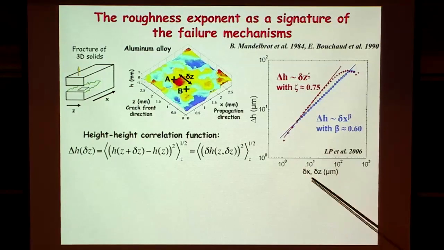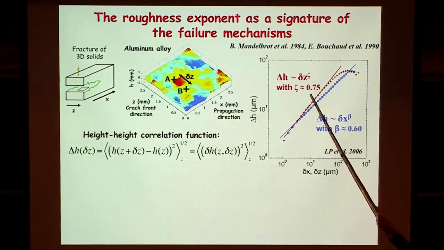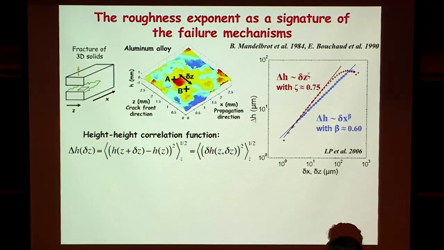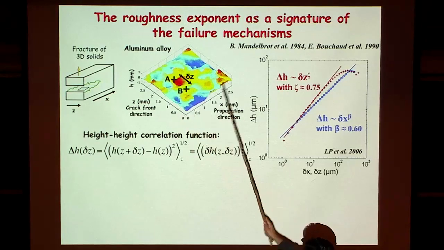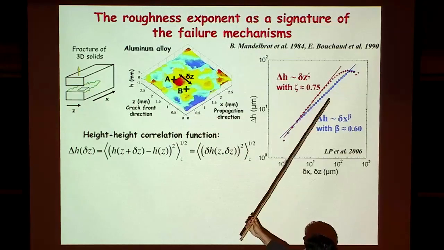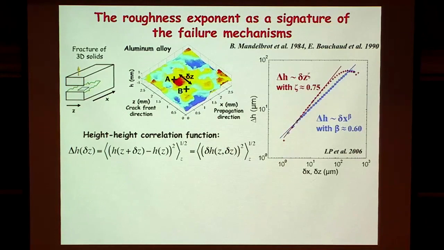And if you represent in a logarithmic representation this correlation function, you observe power law behaviors characterized by an exponent of about 0.75, that is very robust and doesn't seem to depend on many features, in particular on materials and loading conditions. If you go a step further and investigate scaling properties in different directions, in the front propagation direction and in the propagation direction, you see a slight anisotropy, a dependence of the exponent with the direction, and you can show that the scaling property of this surface is fully described by two different exponents.